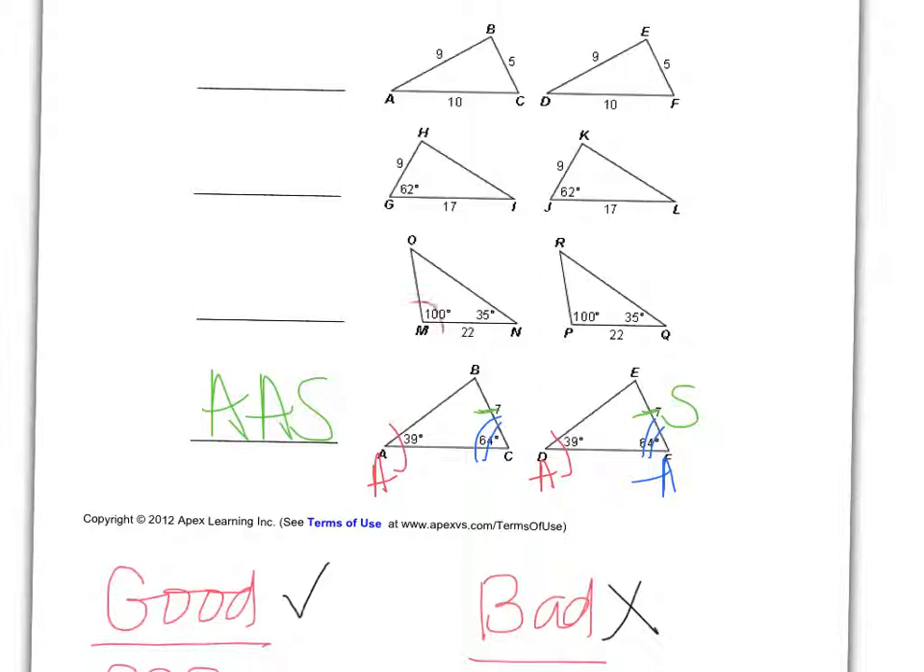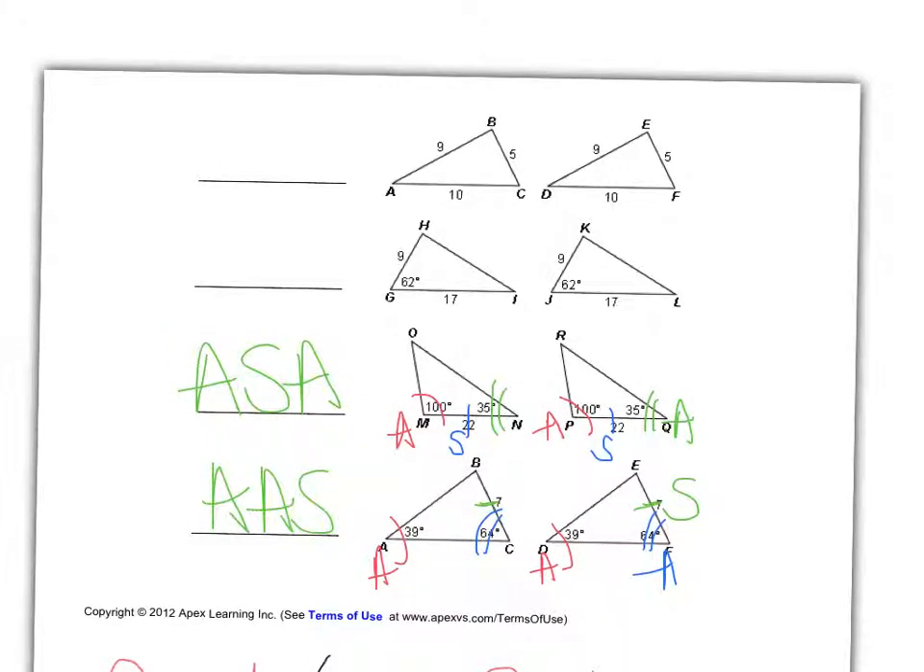Look at the next one. I have the 100. I have the 22. The 100 was an angle. The 22 was a side. And the 35 is the next one, and it's an angle, so this is the angle-side-angle postulate. Look at the next one. I have the 9, which is a side. I have the 62 that's the same in both, which is an angle. And I have the 17 that's the same in both, which is a side. So this one is true by the side-angle-side postulate.